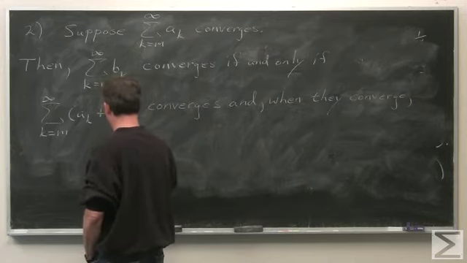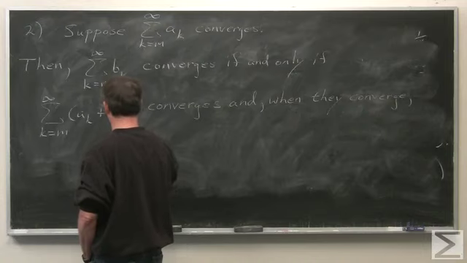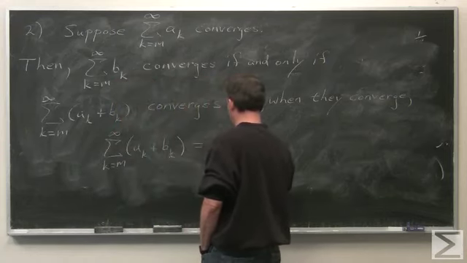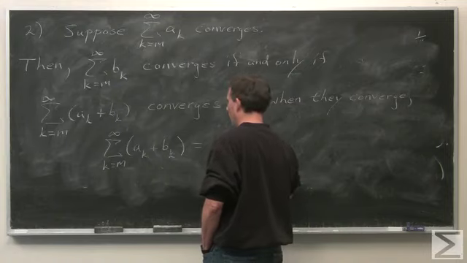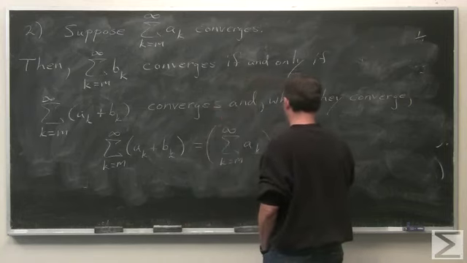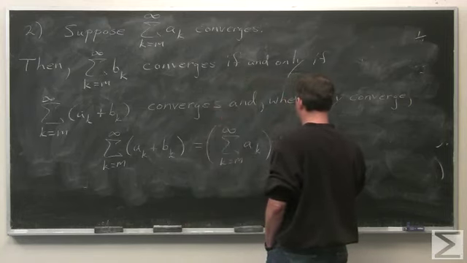And when they converge, this isn't going to be a shock: the sum as k goes from m to infinity of a_k plus b_k is the sum as k goes from m to infinity of a_k plus the sum as k goes from m to infinity of b_k.